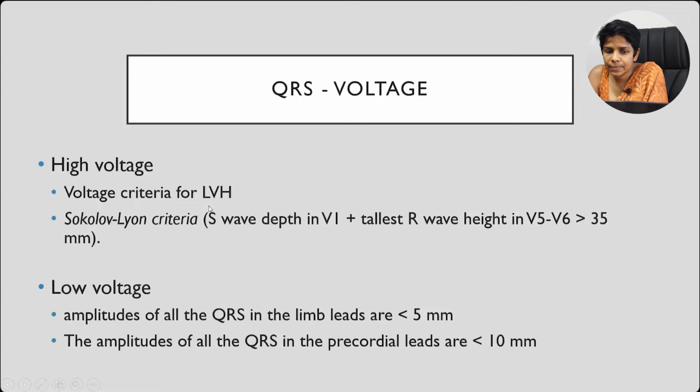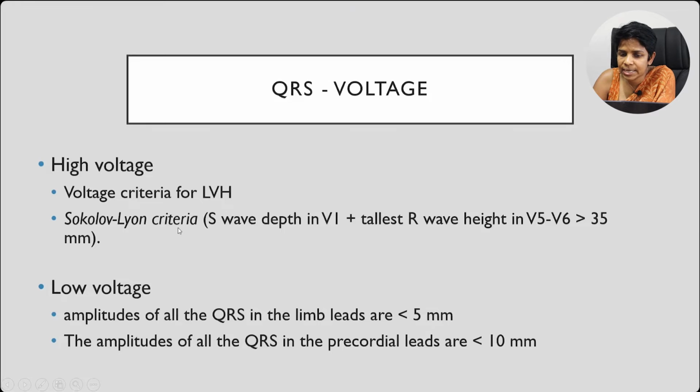Voltage of the QRS. We need to assess the height of the QRS, whether it is too high or too low. If it is too high, we need to see whether the patient fulfills the criteria for left ventricular hypertrophy. Not all tall QRS are due to left ventricular hypertrophy. Sometimes it could be due to a thin build patient, but still we need to calculate this one.